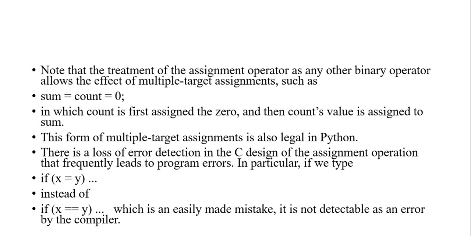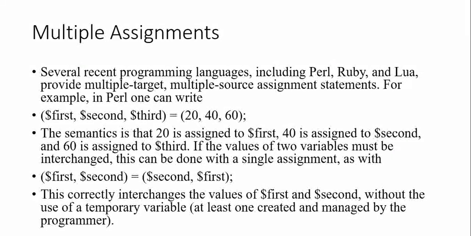Then we have multiple assignments. So, several recent programming languages including Perl, Ruby and Lua provide multiple target, multiple source assignment statements. For example, in Perl, we can write like this. Most programming languages have this kind of an assignment, that is ($first, $second, $third) = (20, 40, 60), with the target and the values given within parentheses. The semantics is that 20 is assigned to first, 40 is assigned to second, 60 is assigned to third.